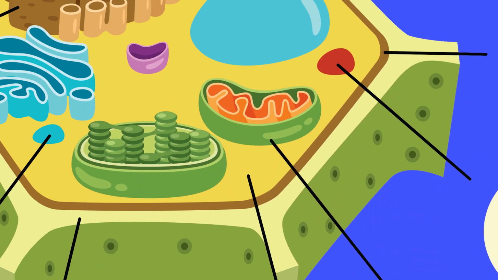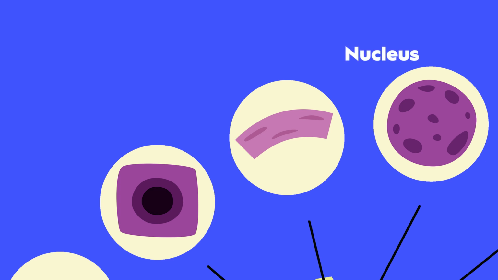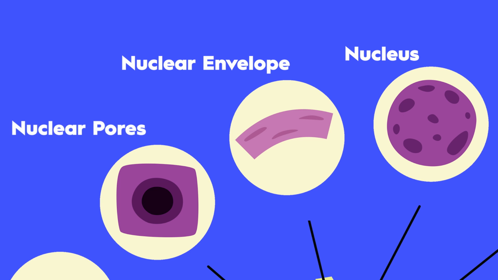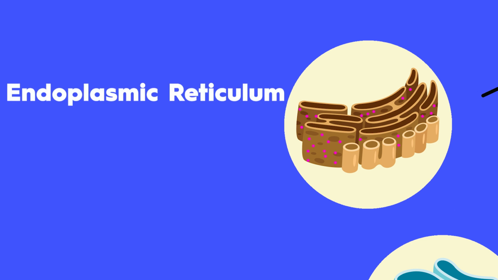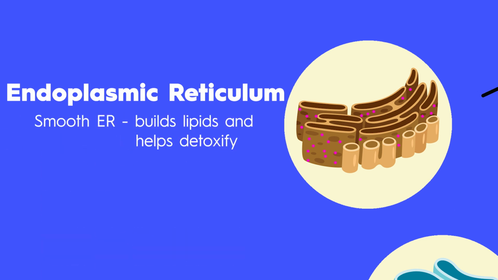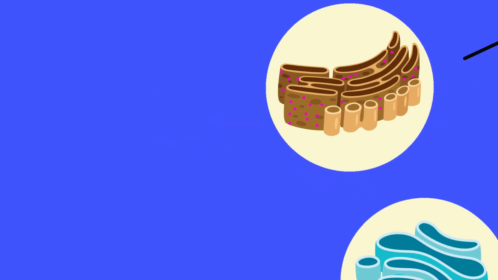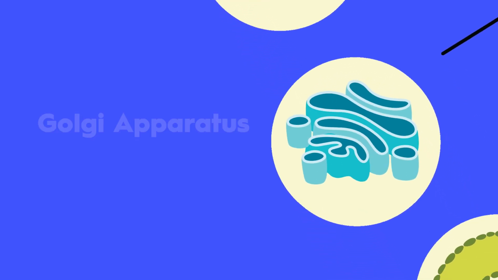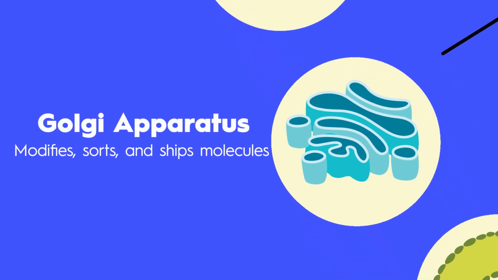In the control center, the nucleus safeguards DNA inside a double membrane, and nuclear pores regulate what goes in and out. Next, the endoplasmic reticulum, or ER, extends from the nucleus. The rough ER makes proteins for export or for membranes, while the smooth ER builds lipids and helps detoxify. Both send their products in small vesicles. Those vesicles then arrive at the Golgi apparatus, which modifies, sorts, and ships molecules to their destinations.